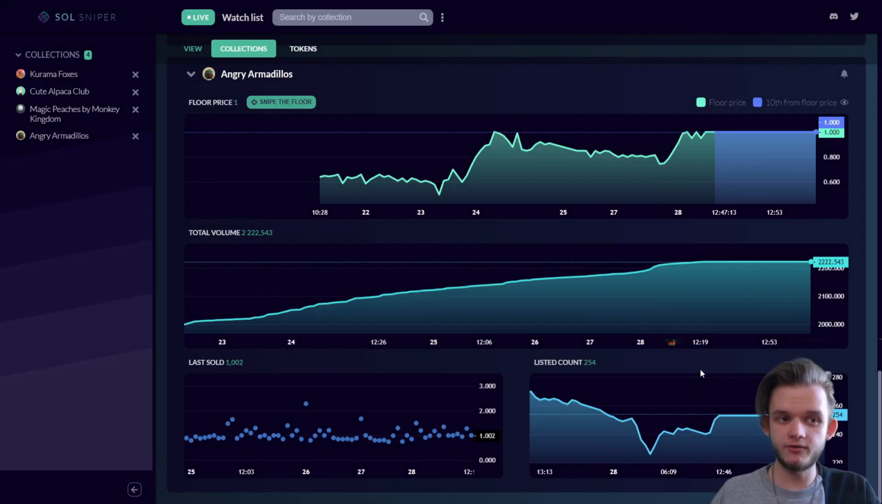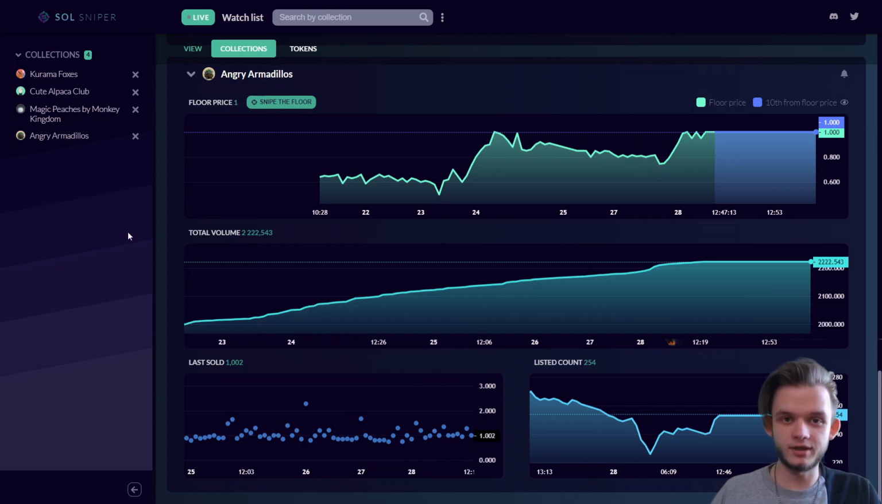And a few things I forgot to say about the SOL Sniper. We can see another graph here. It's not always on every collection, as well as this 10th from the floor price. We can see last sold, but again, we don't need to check it here, because we can just click on Snipe the Floor, click on activity and see the sales itself. So it's not a problem to check it there, and it will be even better to check it there, because I believe not all the sales are here.